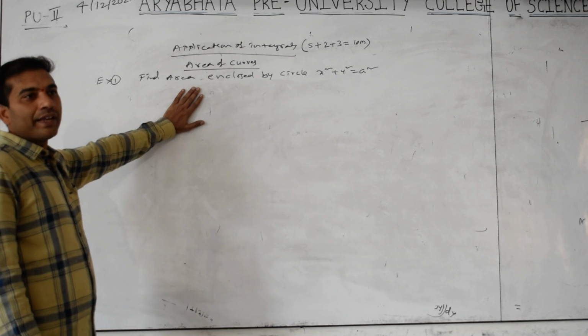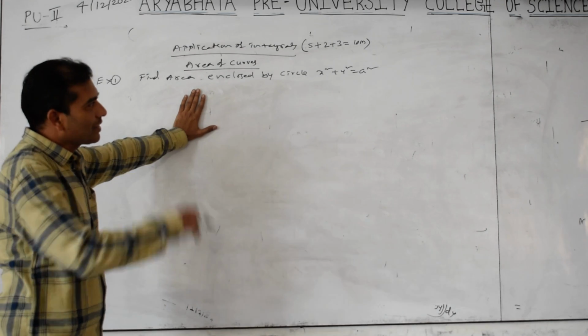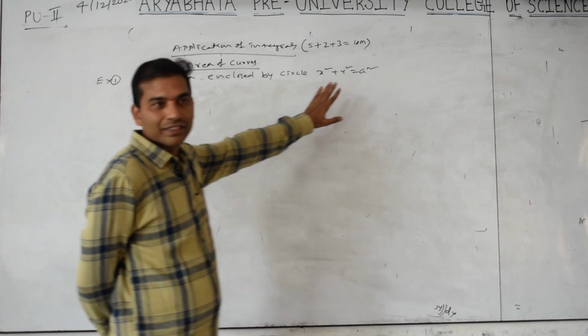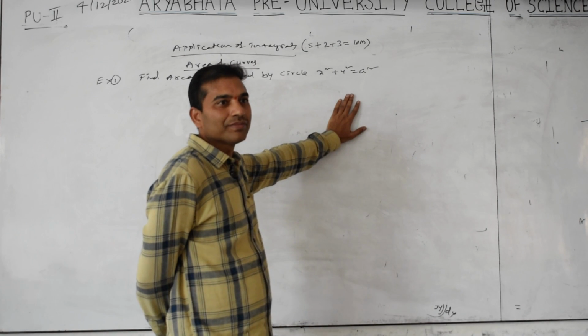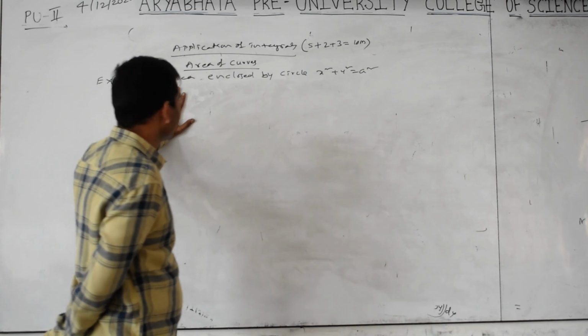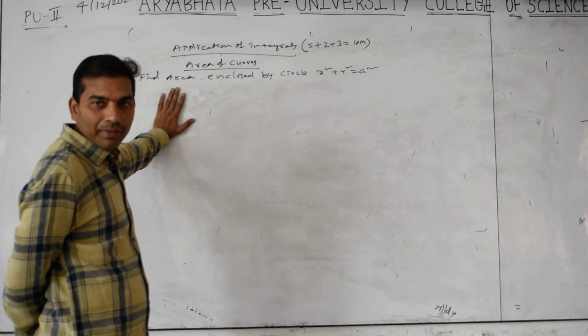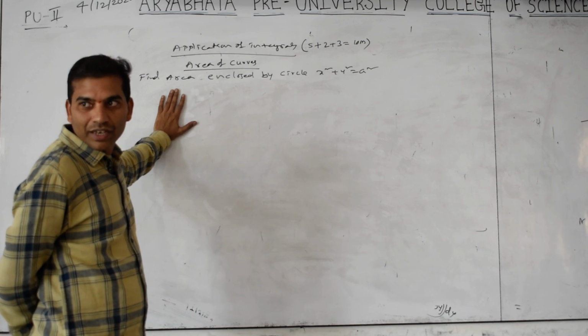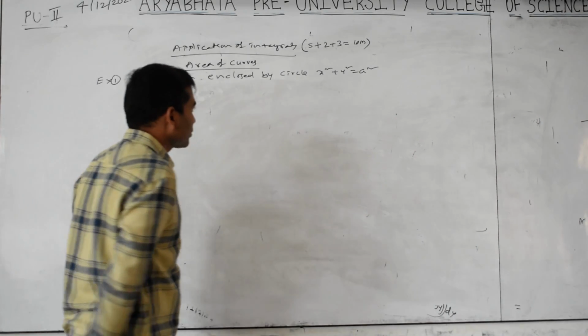See, you know the area of a circle. What is the area of a circle? Pi r square. What is the radius? A. So pi a square is the area of the circle. Now let us find the area of the circle by using integration, which is an important 5 marks question.